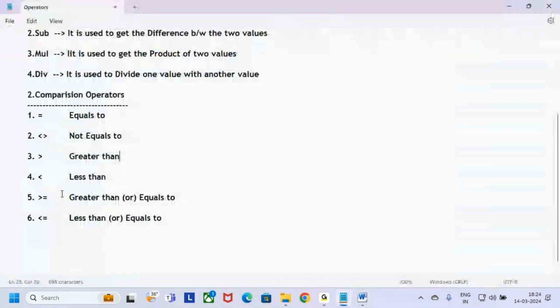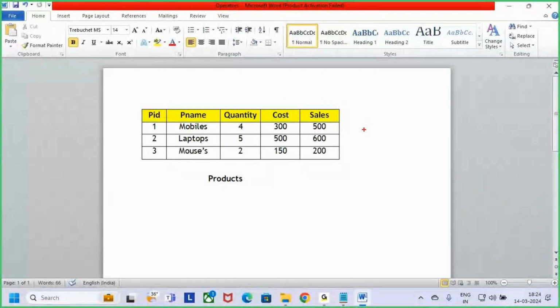And the next one is greater than or equals to. Let's say now my requirement is the same condition, guys. Now I want to find out the product details where the cost price is greater than or equals to 300. How many products are there with cost price greater than or equals to 300? 2 products. What are those 2 products? One is mobiles, second one is laptops. These are the 2 products where the cost price is greater than or equals to 300. Here I am identifying the products where the cost price is greater than or equals to 300.